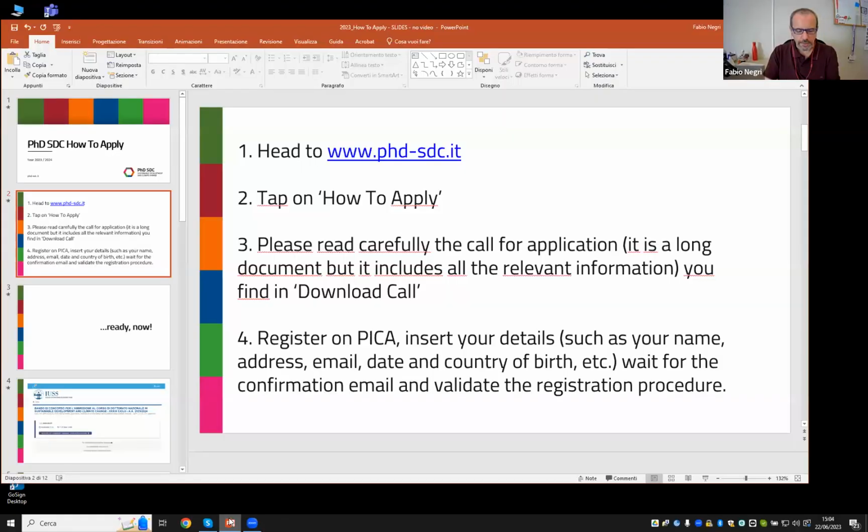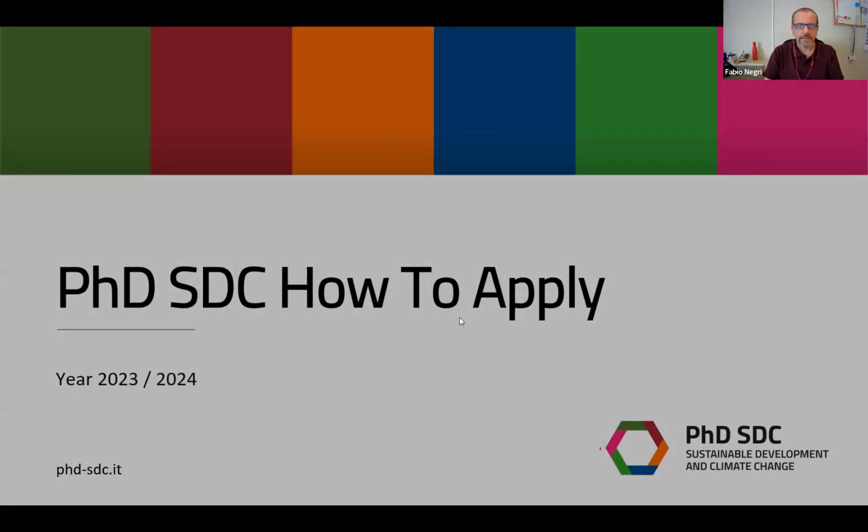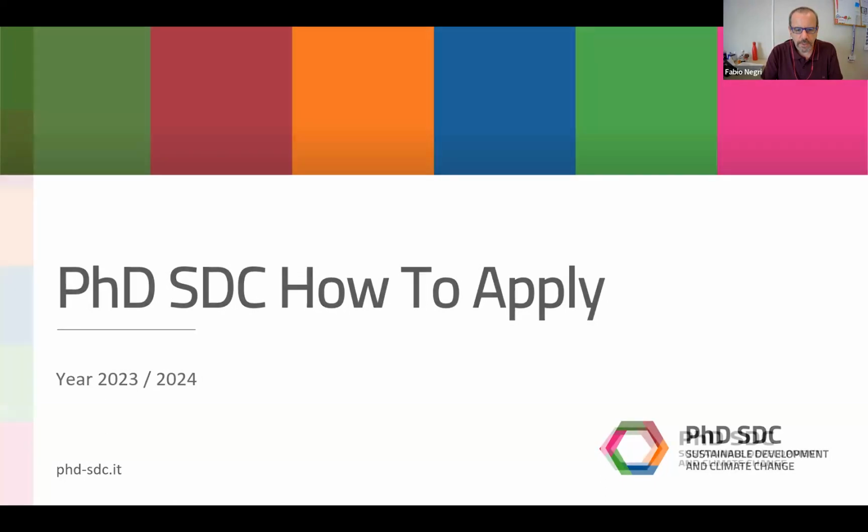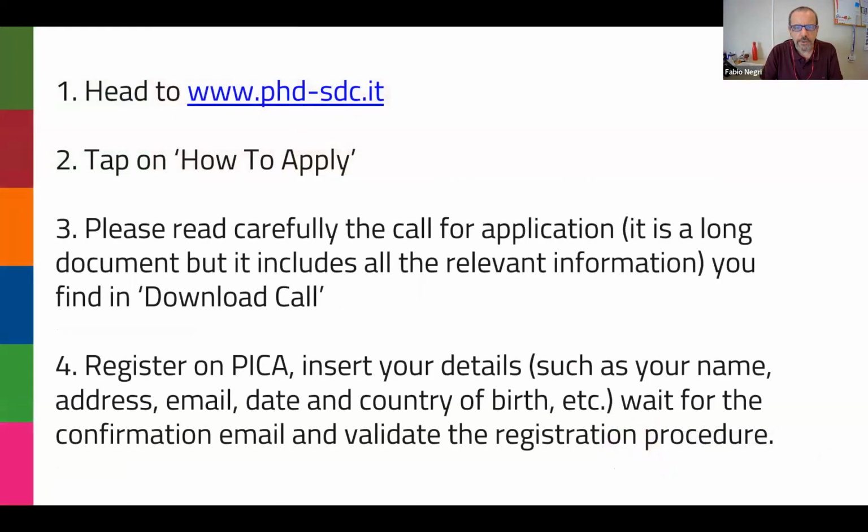Let me share the screen. We'll go through some slides at the beginning. So this is how to apply for the PhD SDC course in the year 2023-2024. You need to head to the website phd-sdc.it, tap in the upper menu on how to apply, and read carefully the call for application. There is useful information you must know, and then download the call from the button download call.